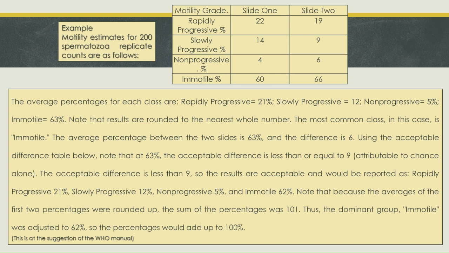The difference is less than 9, so the results are acceptable and would be reported as rapidly progressive 21%, slowly progressive 12%, non-progressive 5%, and amotile 62%. Note that because the averages of the first two percentages were rounded up, the sum of the percentages was 101. Thus, the dominant group, amotile, was adjusted to 62%, so the percentages would add up to 100%.